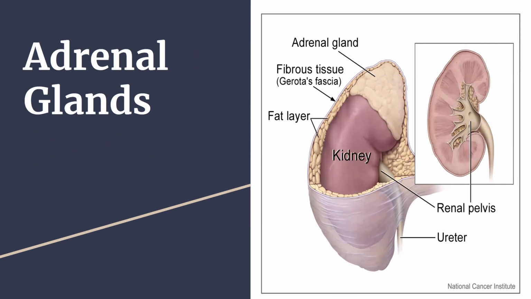So here you have a good graph of the adrenal glands that are located near the kidneys. You have the fibrous tissue, or the Gerota's fascia. You have the fatty layer surrounding the kidney. And then you have the renal pelvis and the ureter.